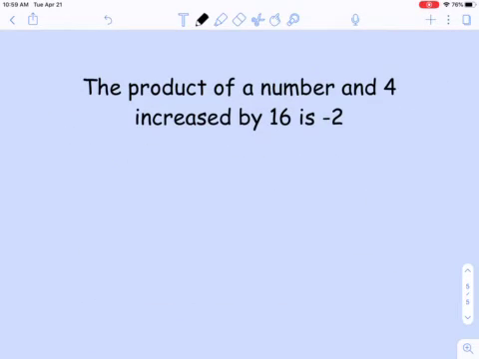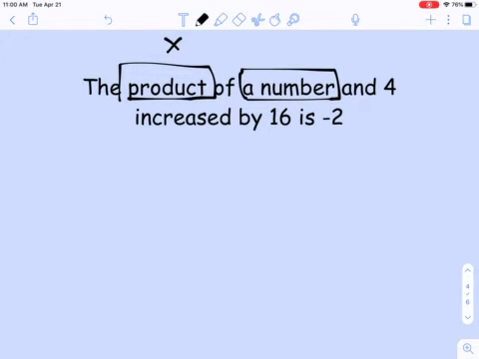All right, so last problem here. The product, all right, product means we've got a multiplication problem of a number. I'm just going to use one color from here on out. A number, so n, and 4. So the product of these means I'm multiplying those. So you could go, well, that's n times 4.